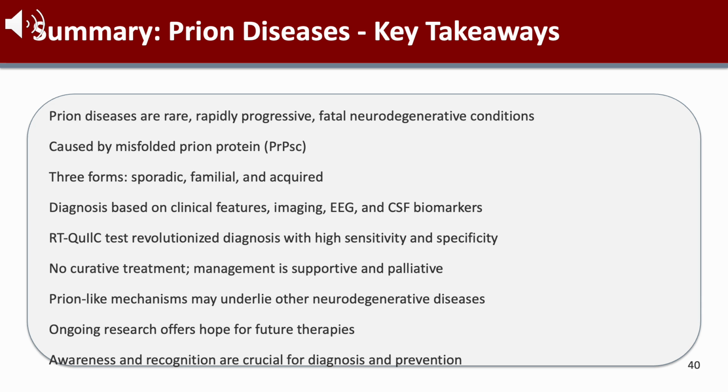The recognition that prion-like mechanisms may underlie other neurodegenerative diseases such as Alzheimer's and Parkinson's disease is opening new avenues for research. Ongoing research efforts offer hope for the development of disease-modifying therapies in the future. Awareness and recognition of prion disease are crucial for early diagnosis and appropriate management of patients and families affected by these devastating conditions.